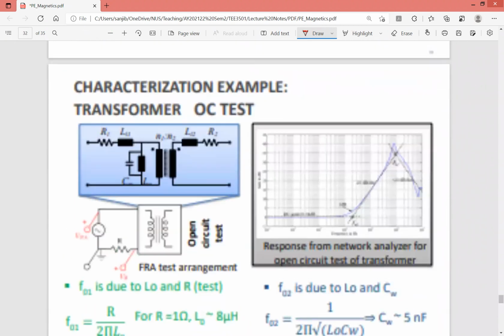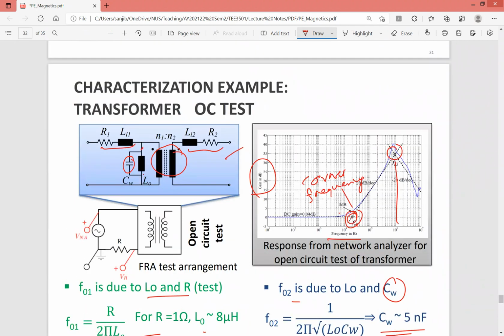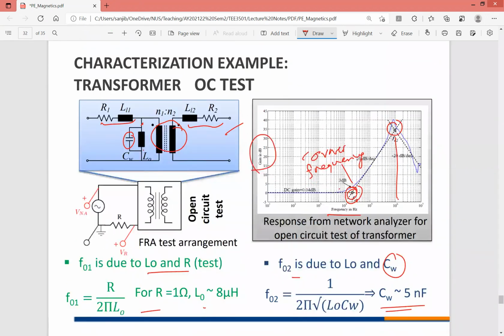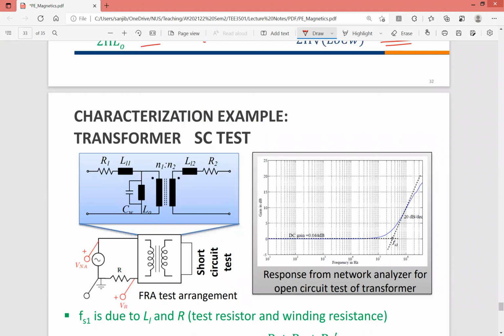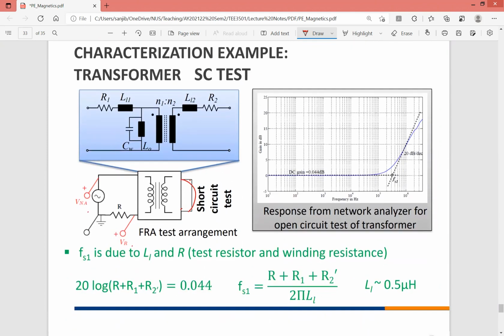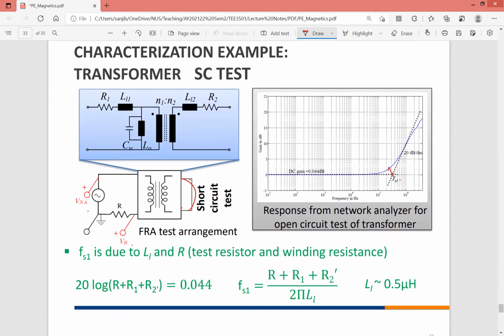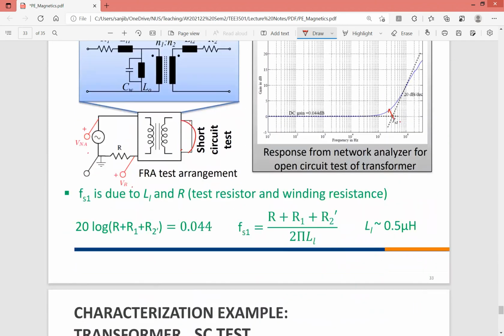So what is the open circuit test? You leave the secondary open and connect the source and the meter like this. Whereas in the short circuit test, you short the secondary side like this, and then connect the source and the meter like that. You do the frequency response from there, identify the corner frequency and then find out the values.